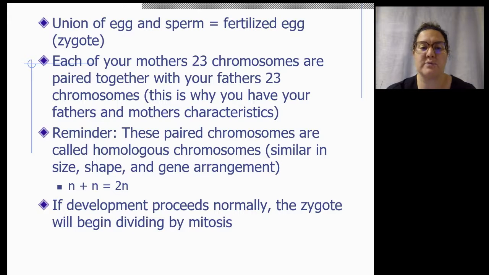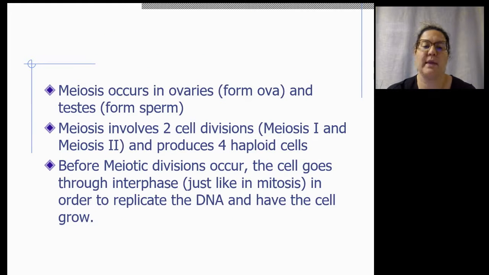So these paired chromosomes are called homologous chromosomes because they're similar in size and shape, if we remember that karyotype from a couple lessons back. And if development proceeds normally, the zygote will begin developing by mitosis. So it'll go from single-cell zygote to 2 cells to 4, 8, 16, morula, following on to a blastocyst.